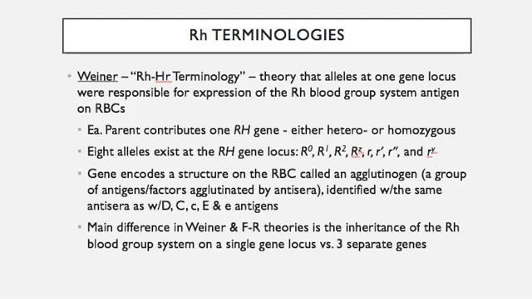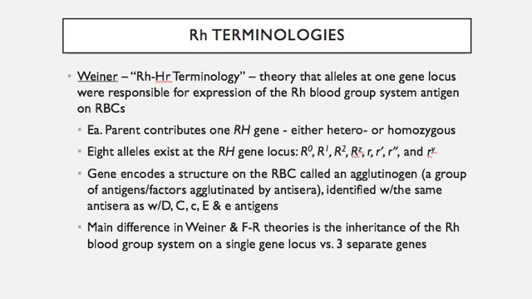That gene encodes a structure on the red cell called an agglutinogen, which is identified with the same antisera, your anti-D, anti-big C, anti-little c, anti-big E, anti-little e, to identify the antigens. So the main difference in the Wiener and the Fisher-Race theories is the inheritance of the Rh blood group system on a single gene locus versus 3 separate genes. And that's the difference in the theories behind those.